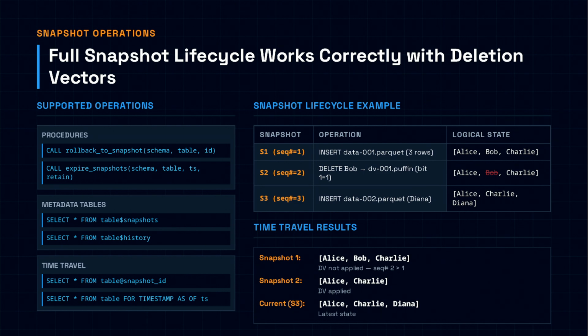This is an example of the snapshot lifecycle. Suppose we have an insert with 3 different values, and then you do a delete operation, and one value gets deleted. Then if you do an insert at snapshot number 3, you will see the values have been updated because the sequence number of the data file S1 is less than the delete bitmap S2, so it applies to S3 as well. And in time travel also, the reverse sequence follows, so the invariant is still maintained.